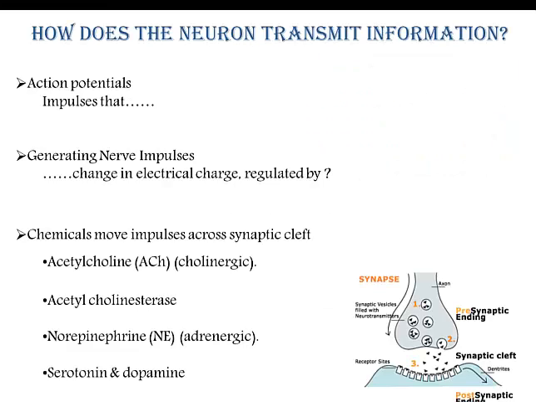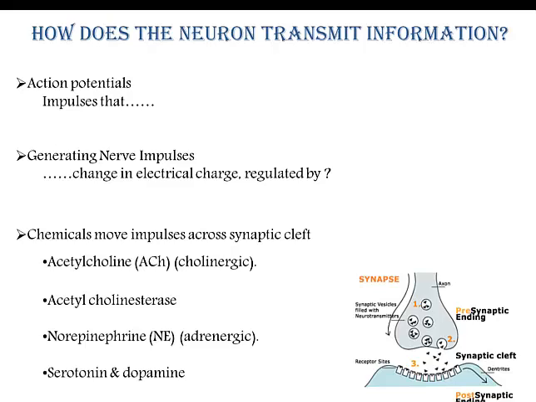Well, how does the neuron transmit information? Through action potentials. These are the impulses that allow communication between the neurons and body cells. To generate a nerve impulse, there is a stimulus that creates a change in electrical charge. This is regulated by sodium and potassium. Now remember, there are chemicals that move the impulses across the synaptic cleft.